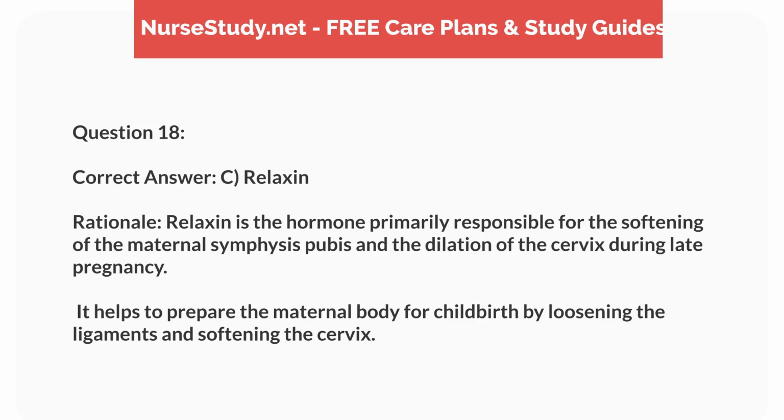Correct answer: C. Relaxin. Rationale: relaxin is the hormone primarily responsible for the softening of the maternal symphysis pubis and the dilation of the cervix during late pregnancy. It helps to prepare the maternal body for childbirth by loosening the ligaments and softening the cervix.